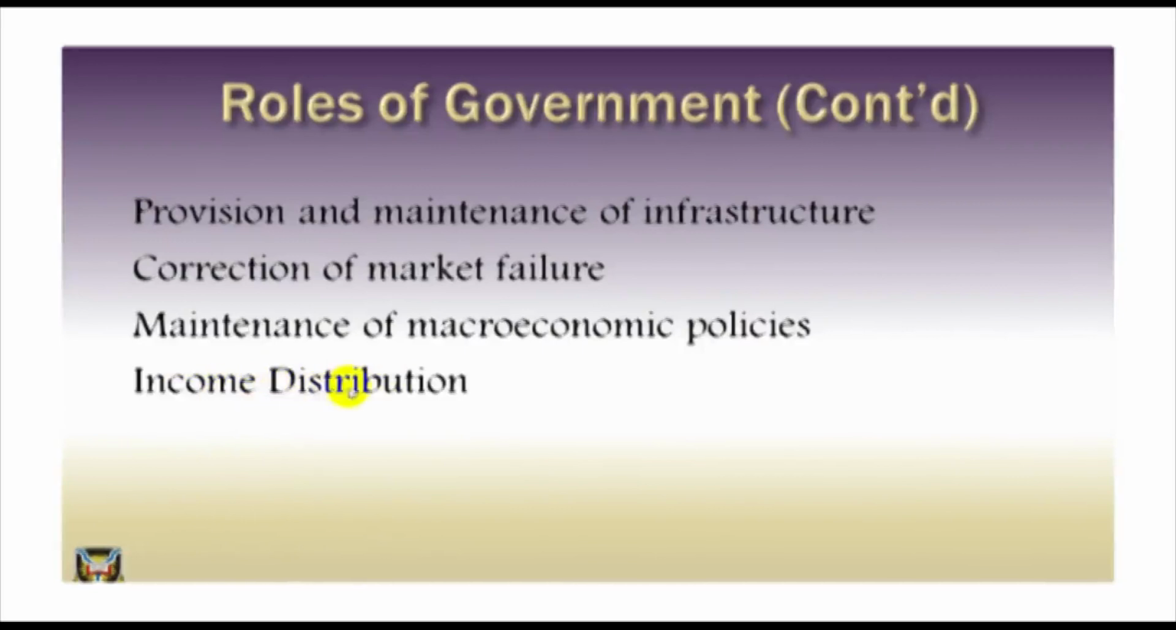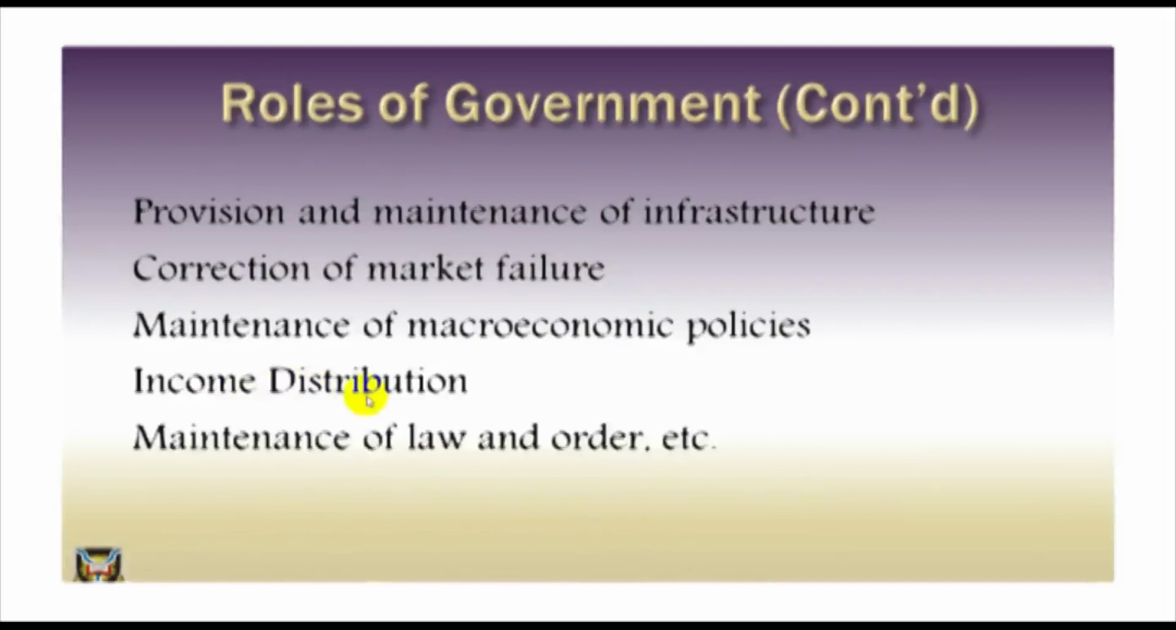D. Income distribution. Government attempts to bridge the gap between the rich and the poor in form of taxation and establishment of non-profit organizations that will provide employment and welfare support services, e.g. vocational training for the youth.